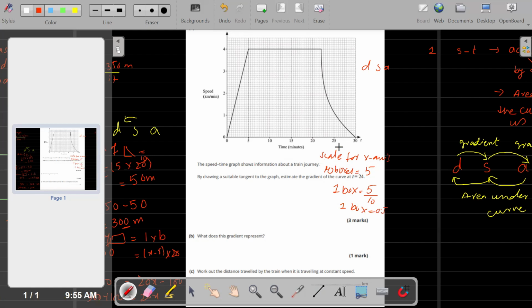Now it says to find the value for t equals 24. So we are going to see each box is 0.5. So our value 24 is going to stick here. Here will be my 24.5 and 0.5. I'm going to go back and this is going to give me the value of 24. Fatma, is it clear? Yes, miss.